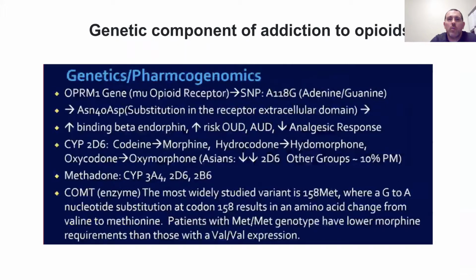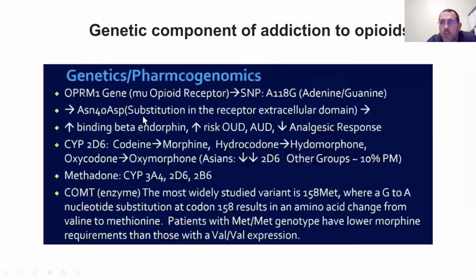So I'm going to introduce a little bit about the genetic component of addiction to opioids. There are a few genes that we know about. The first one here is the OPRM1 gene, known as the mu opioid receptor gene. Here we have a single nucleotide polymorphism: we substitute an adenine for guanine at the 118 position, and what that leads to is asparagine substituting for aspartate at the 40 position.